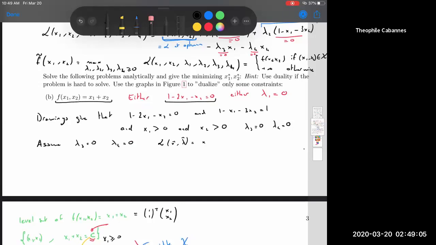is just x1 plus x2 plus lambda 1 times (1 minus 2x1 minus x3) plus lambda 2 times (1 minus x1 minus 3x2). Then you can find the KKT conditions. So the derivative of the Lagrangian with respect to x.